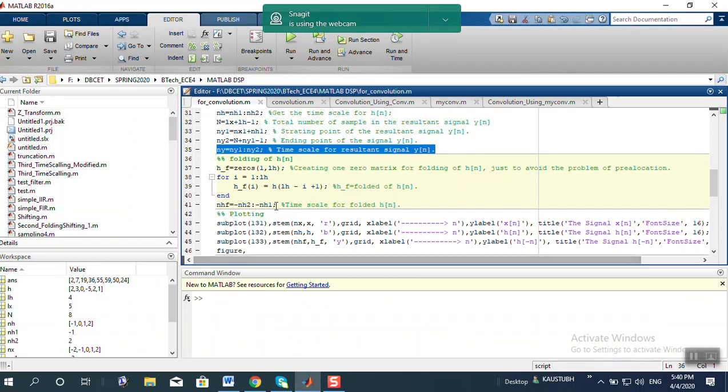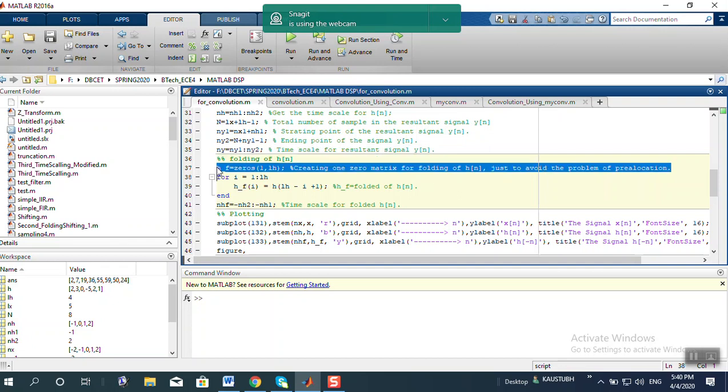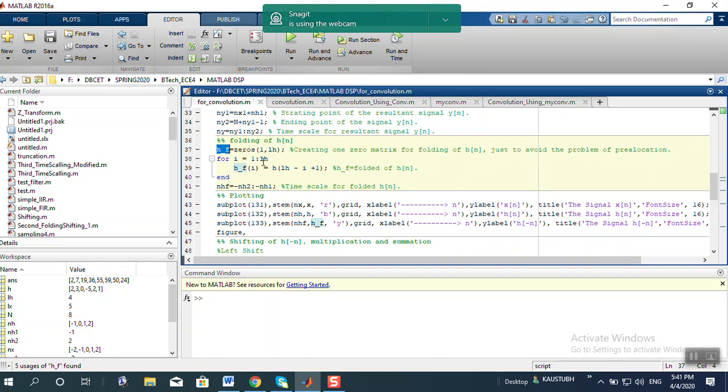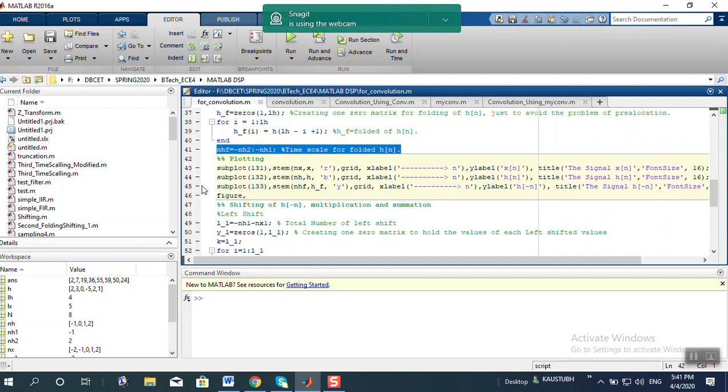Now this folding part we already did separately in a MATLAB program. Exactly the same here: I am creating one blank matrix, providing zeros, where 1 is the number of rows and the length of h is the number of zeros. So h of f becomes a zero matrix. Then for i equal to 1 through the length, the last value becomes the first value, the second last becomes the second value, the third last becomes the third value, and likewise, and the folded time scale. Okay, so now all these three signals are plotted here.